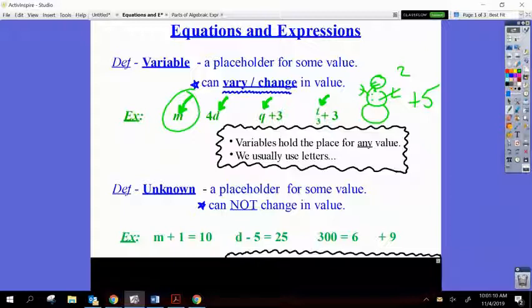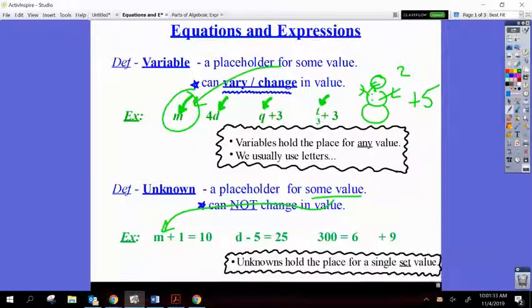The only thing that M could be is 9, because if I plugged in anything other than 9, I would not get the correct value. So again, 9 plus 1 equals 10, because 10 equals 10. That's the only value that will work. So in this situation, it is holding the place for some value, but that value is 9, and it's nothing else. This M could be more than one thing. In this situation, again, an unknown holds the place for one value, sometimes two, but those are situations you will not find yourself in this year.